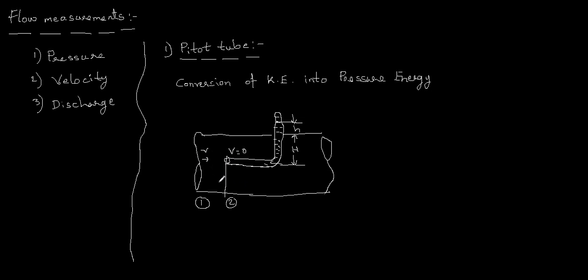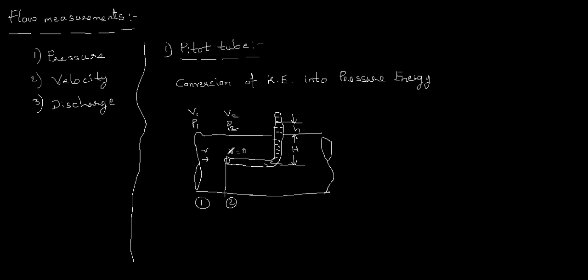For these two sections, I want to apply Bernoulli's equation. Assume P1 is the pressure at section 1 and P2 is the pressure at section 2, which is at the entrance of the pitot tube, and V1 is the velocity at section 1 and V2 is the velocity at section 2, which will be 0 here.